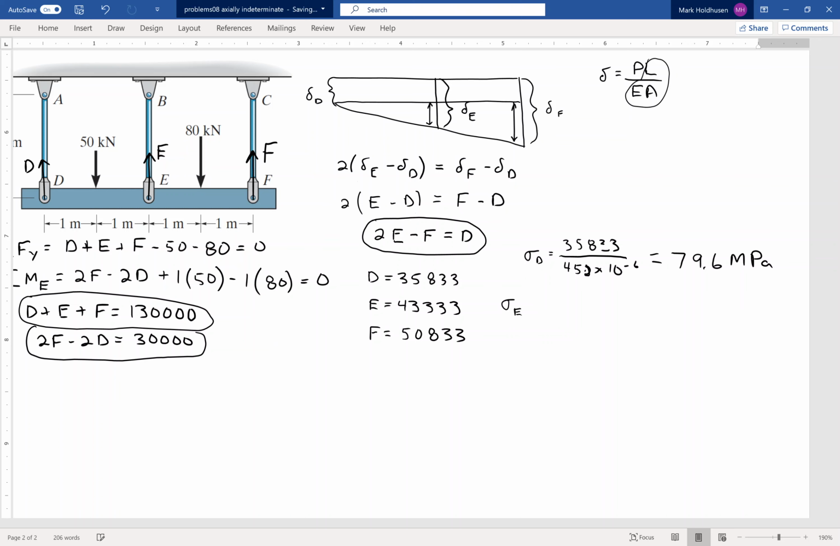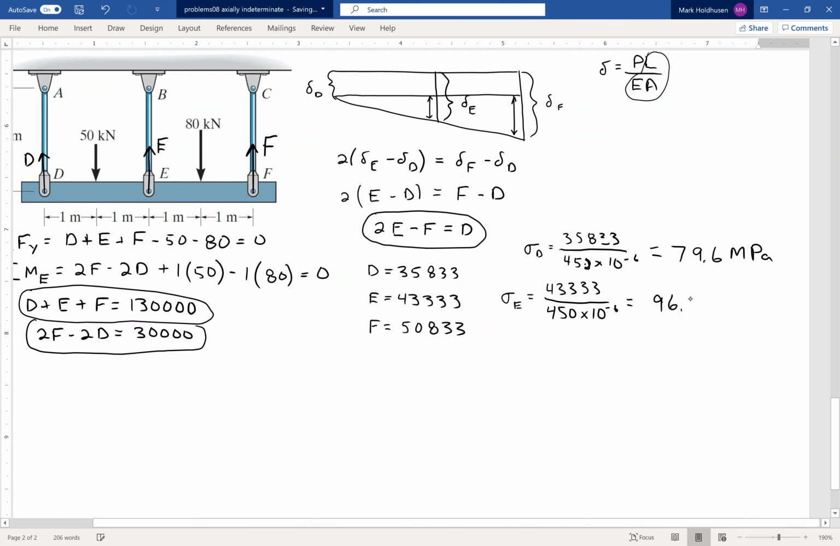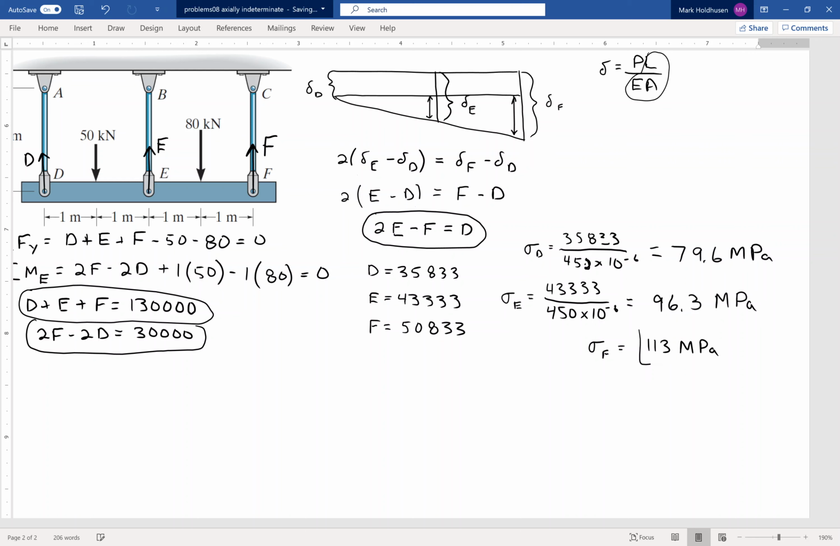Same thing for E, and I just get 43,333 all over the area, 450 times 10 to the minus 6. And I get that one as 96.3 megapascals. And rather than writing it down, I'll just say F is going to be 50,833 over the 450, and I get, for that one, 113 megapascals.